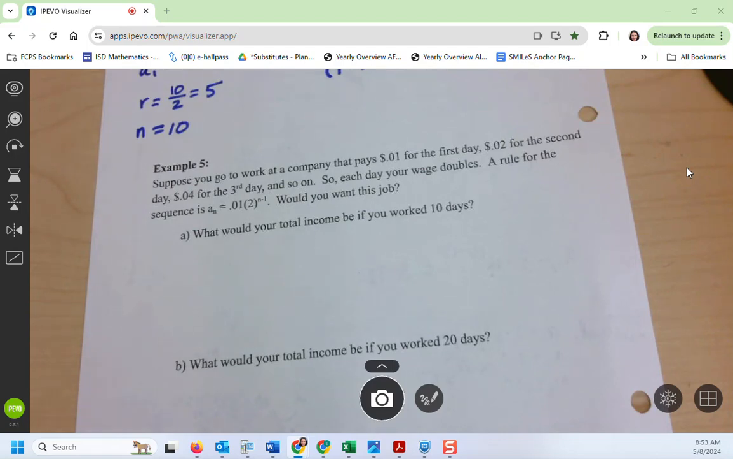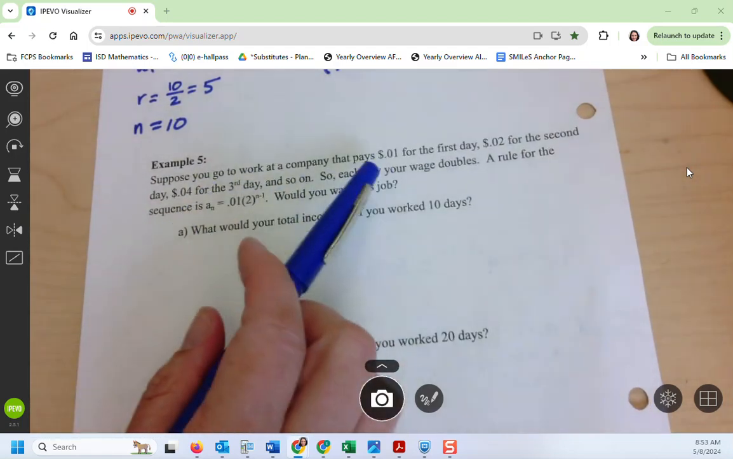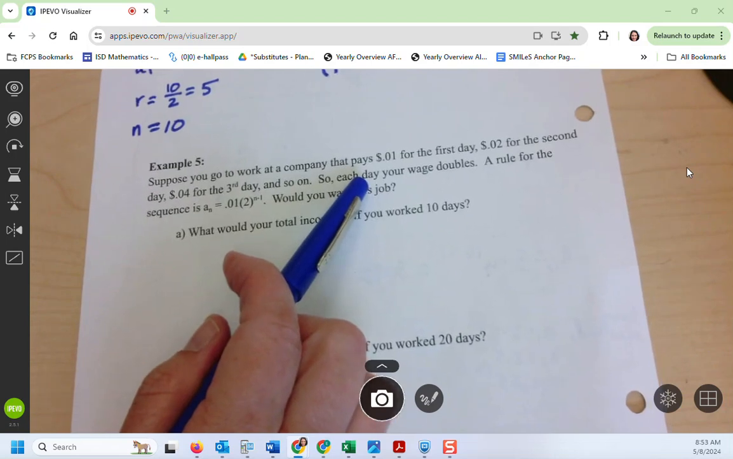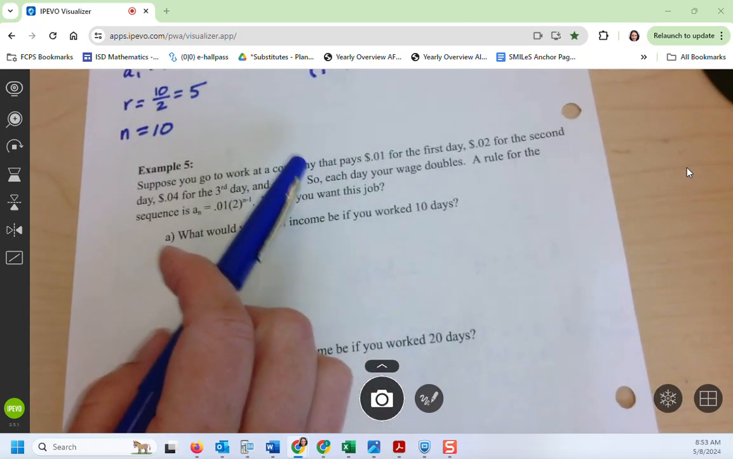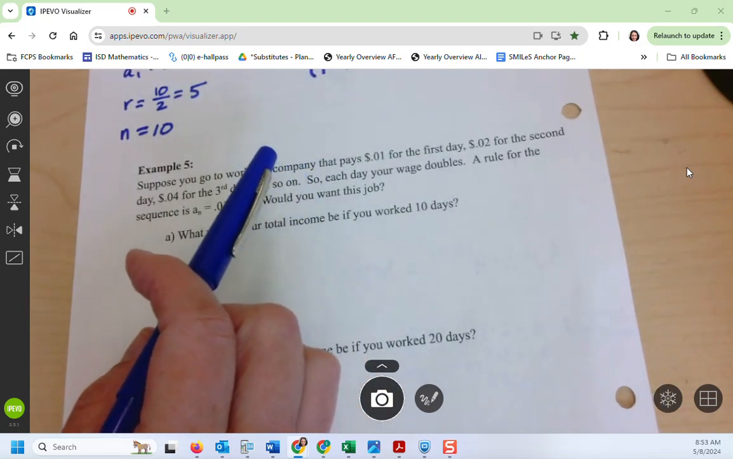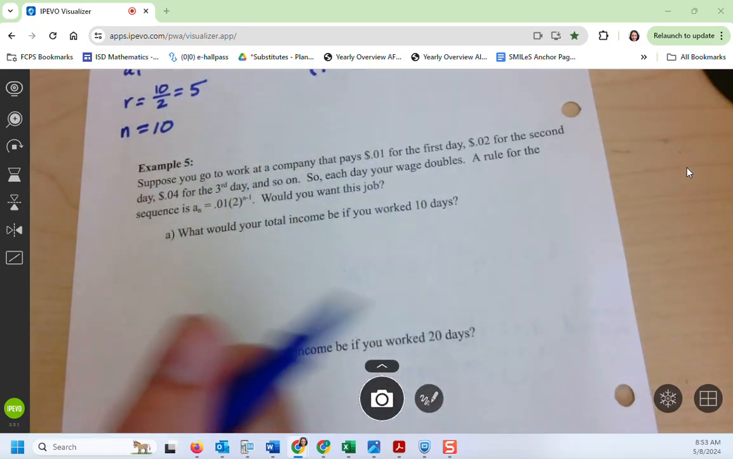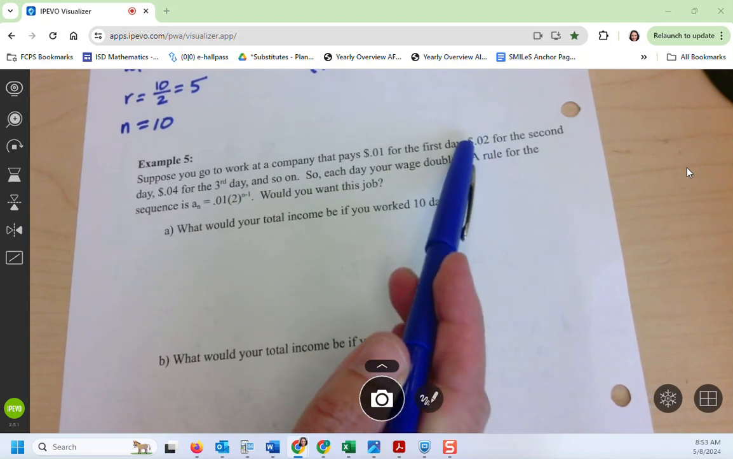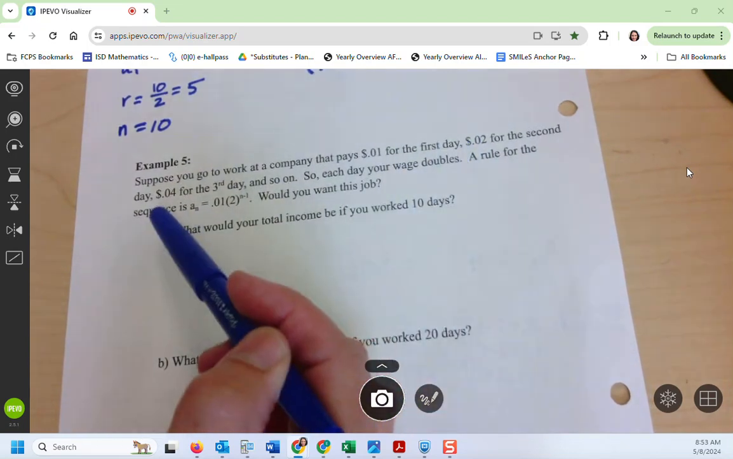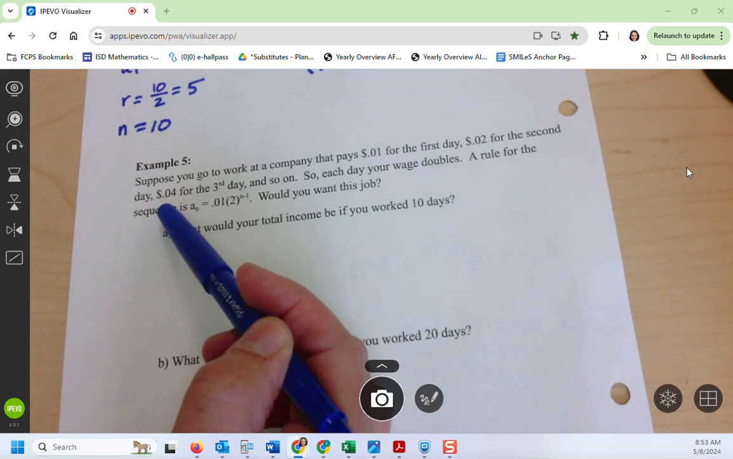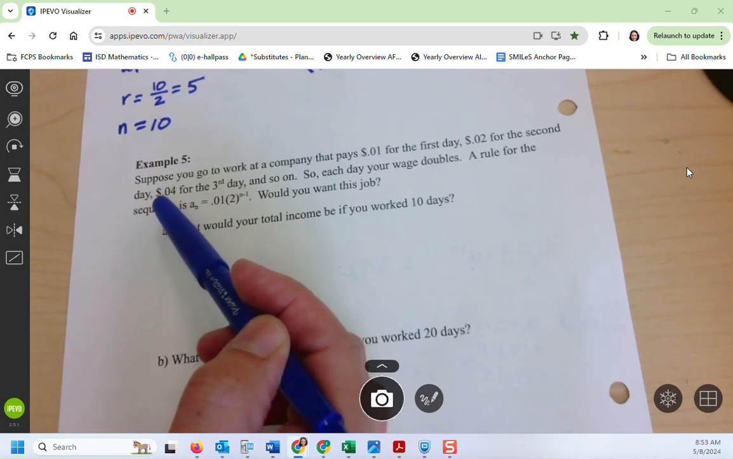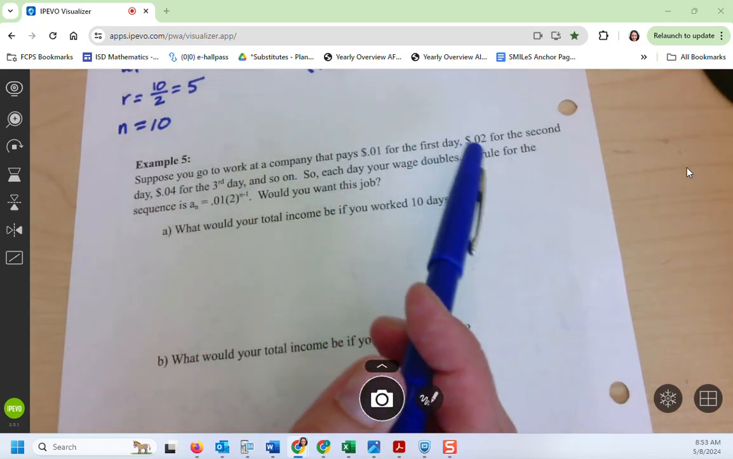All right, suppose you go to work at a company that pays you 1 cent for the first day. Anybody looking for a summer job? Nobody started thinking about a summer job yet? So would you take this job that pays you 1 cent for the first day? No. But then they pay you 2 cents for the second day. Absolutely not. And then they're going to pay you 4 cents for the third day. All right, some people are saying yes, because they have heard about this deal before.